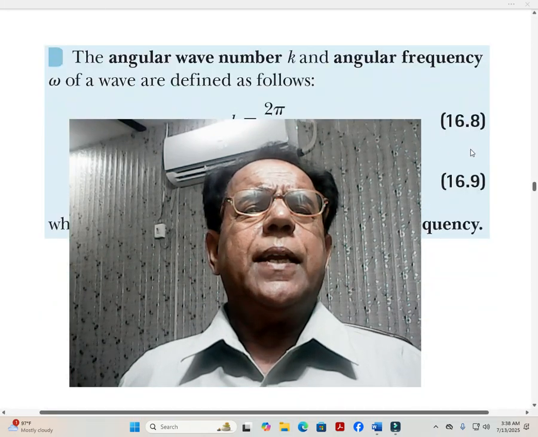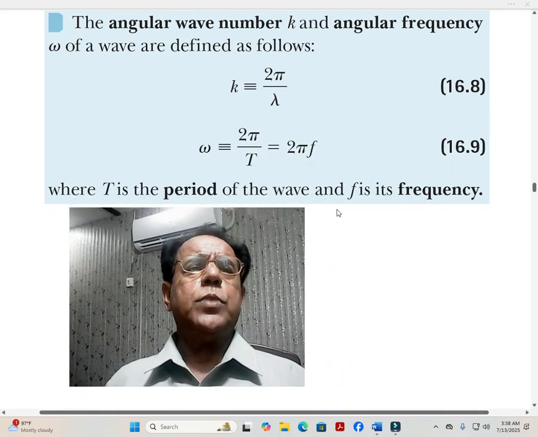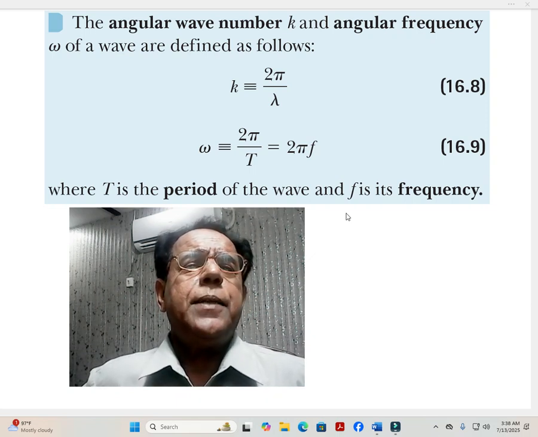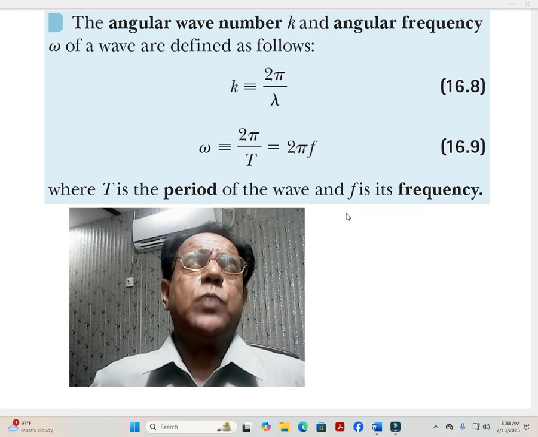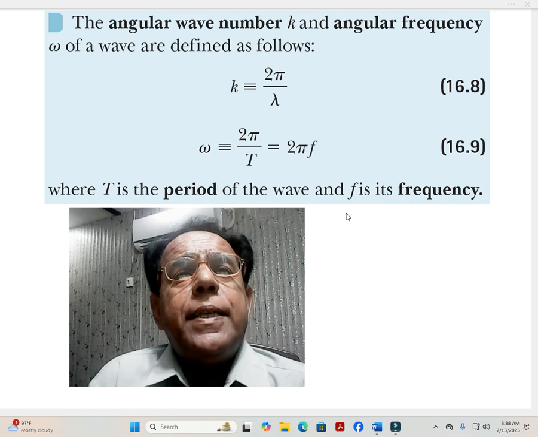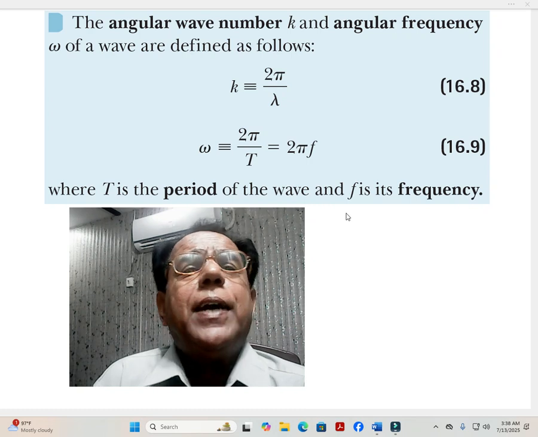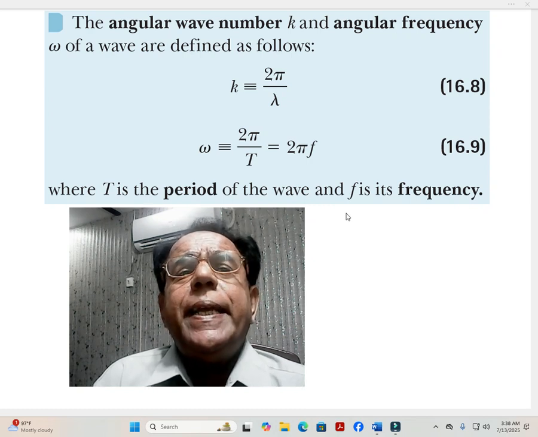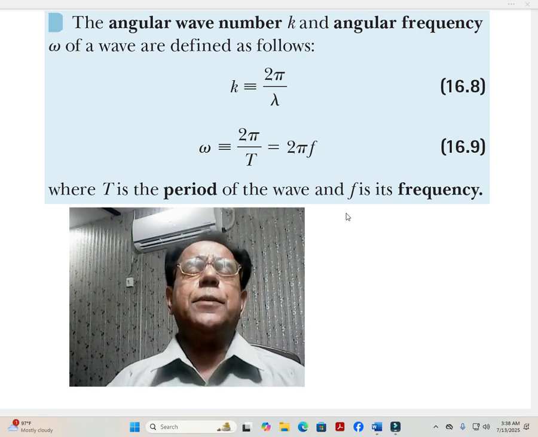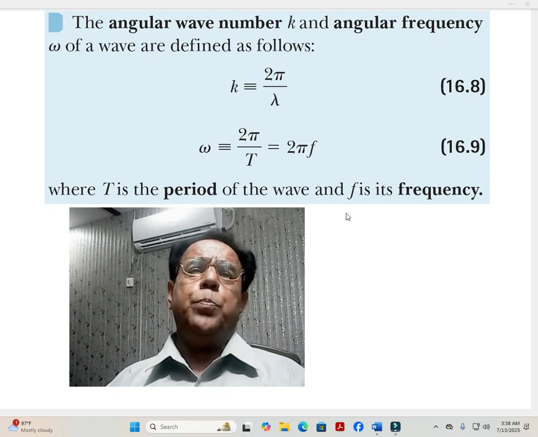Now we see another snapshot. Dear students, this snapshot is about angular wave number, time period and frequency. The angular wave number k and angular frequency omega of a wave are defined as follows: k is defined as 2 pi over lambda. Lambda is wavelength. 2 pi is always associated with radian, 2 pi radian.